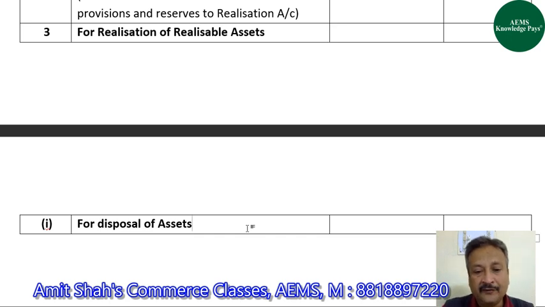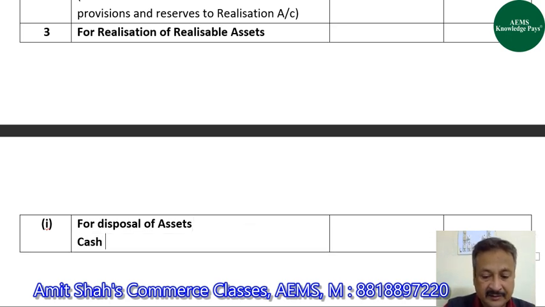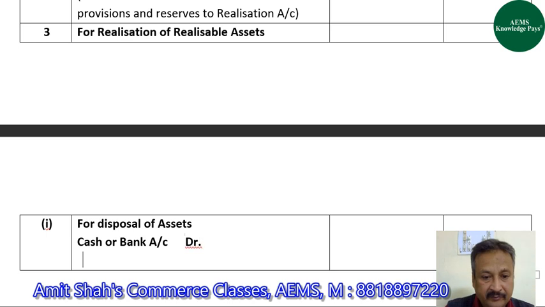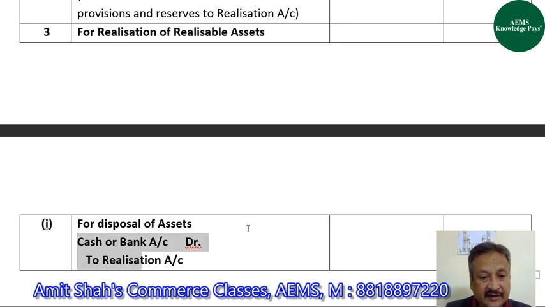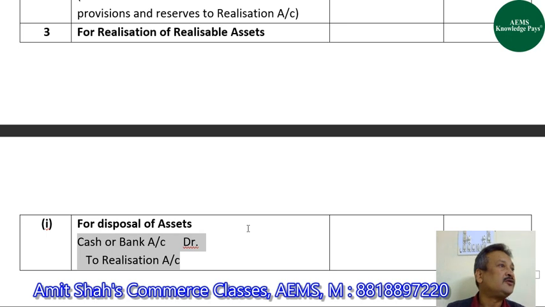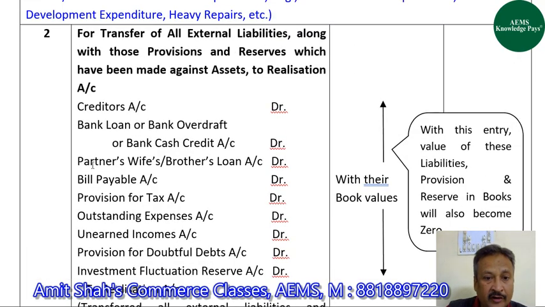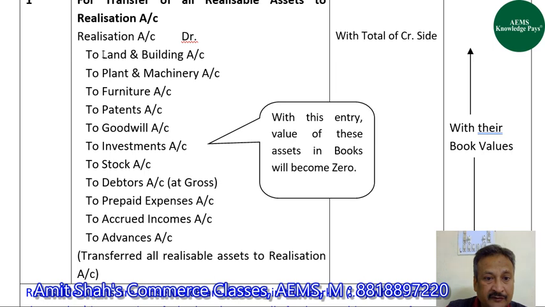So for disposal of assets, the entry is cash or bank account debit to realization account. Usually, when we sell an asset, any machinery, any plant, any building, any investment, we credit that asset account, right? But here we do not need to credit. Why? Because we do not have any debit balance of that asset. That asset has already become zero because of this entry.